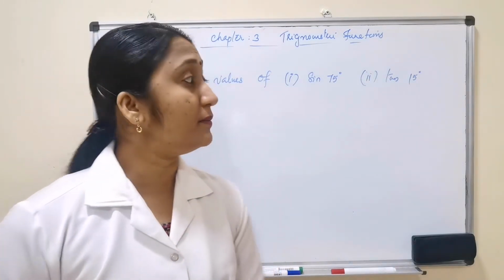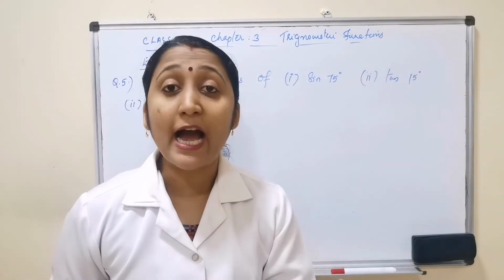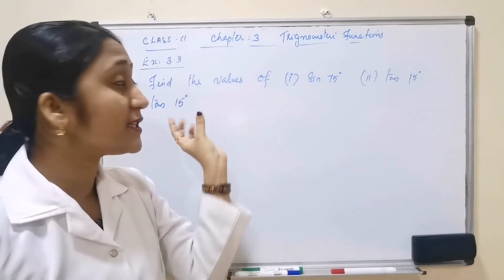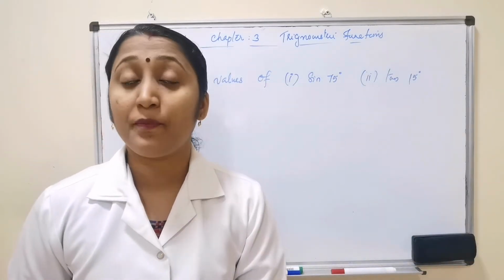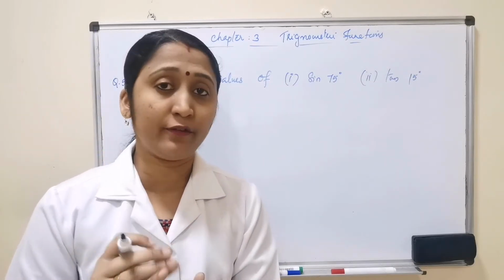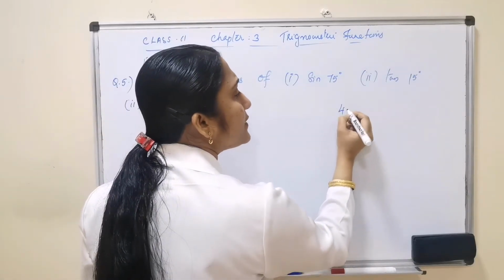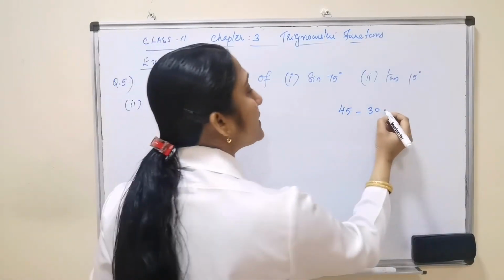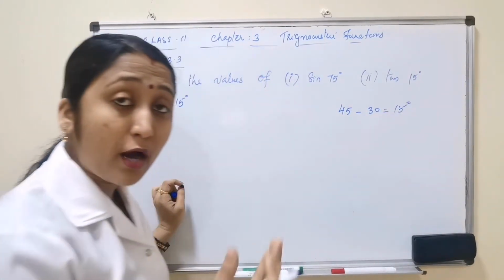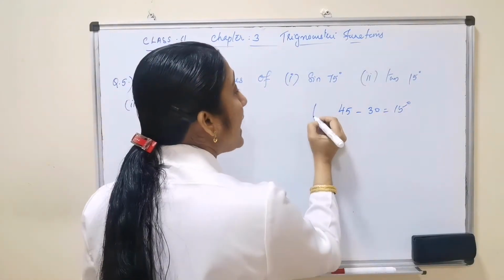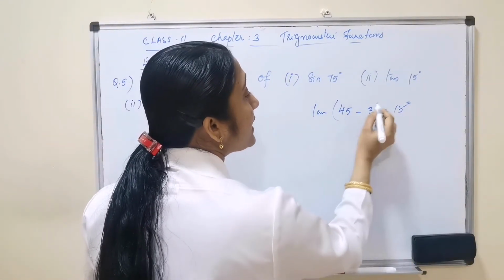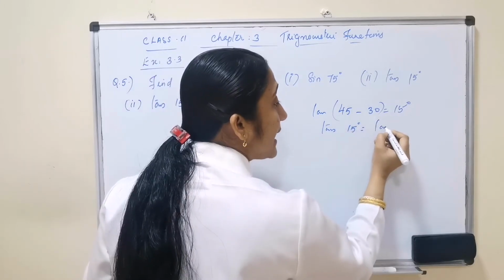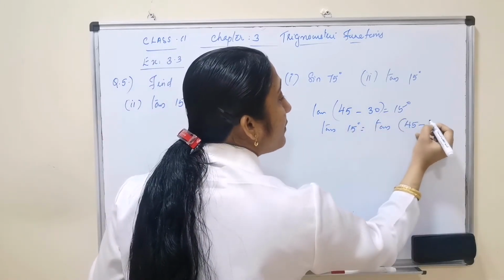The second problem is tan 15. So we have to split the angle. How can we split? This is the small value, 15, but we know 30 and 45. Then we can write it as 45 minus 30. So we have to split this tan 15, which means we can write tan 15 equal to tan of 45 minus 30.